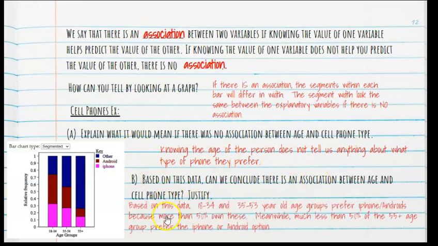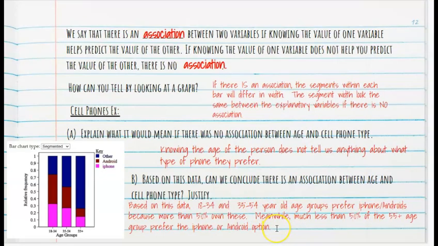So I would say, based on this data, 18 to 34 and 35 to 54-year-olds, it should be. Based on this data, 18 to 34-year-olds and 35 to 54-year-old age groups prefer iPhone and Androids because more than 50% of each of these age groups own these. So notice that iPhone and Androids, that's more than 50% of both of those age groups. Now, it's not that way with the other. Much less than 50% of the 55 plus age prefer the iPhone. So that tells me that there's an association.